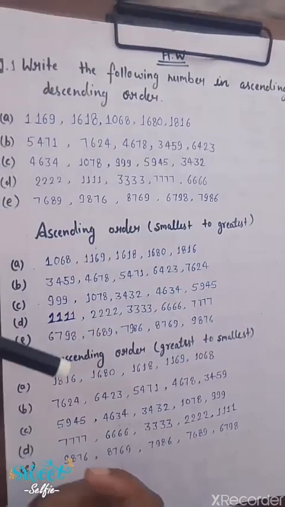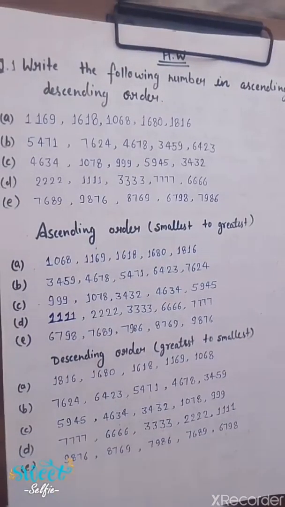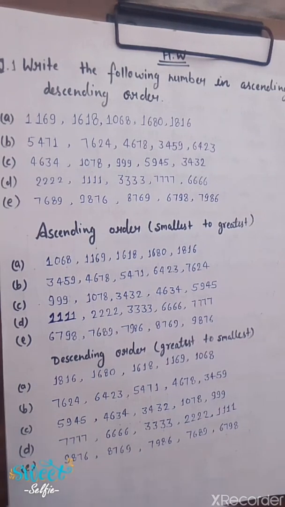Our today's topic is making the greatest and smallest number from given 4 digits. But before starting today's class, let's go back to our previous class. In the previous class, I had given you some questions to solve. So now let's see the solution of those questions.